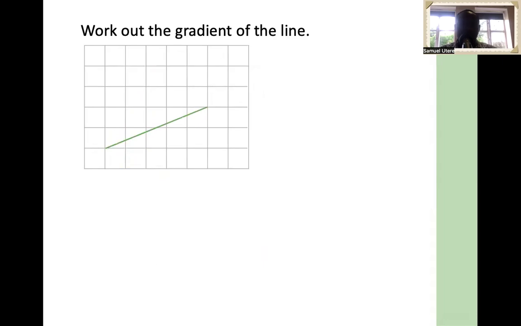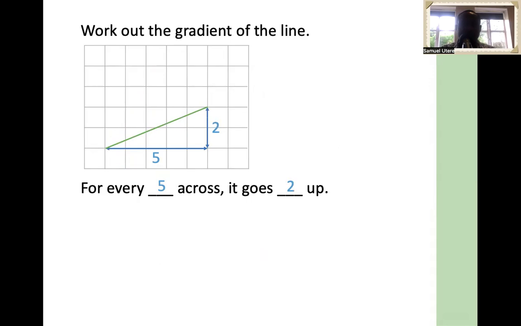Let's look at this one. Here we would say for every 5 across, it goes up 2. Now, do you remember how to write this in the form 1:n?